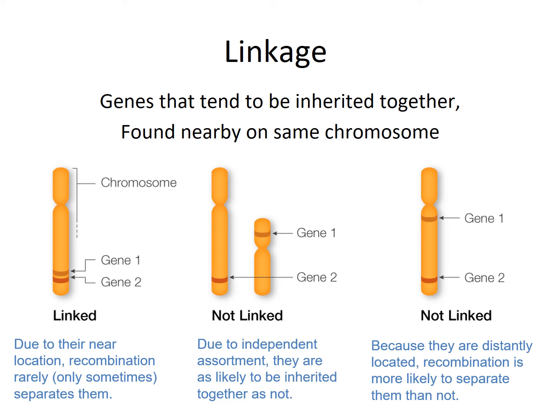The scenario on the left is called linked. These are linked genes because they tend to be inherited together. And the other two scenarios in the middle and right are non-linked. They are not normally inherited together. I mean, they can be, but it's only by chance.